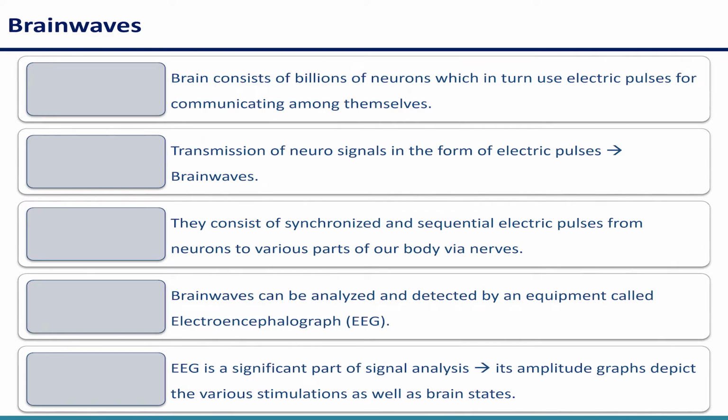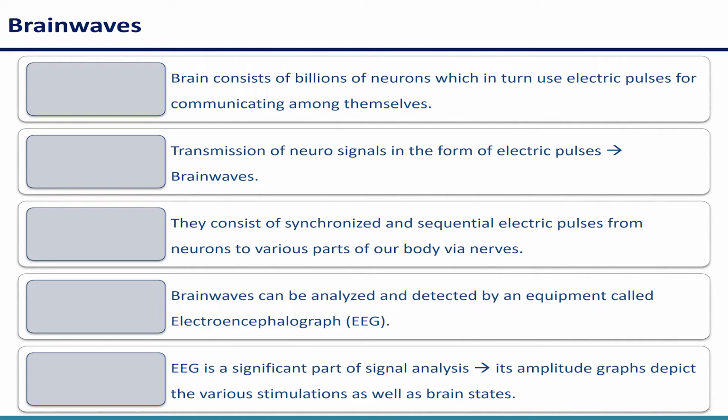Next we have brain waves. What are brain waves? The brain is perhaps the most significant organ in our body, which consists of billions of neurons, which in turn use electric pulses for communicating among themselves. So there is an immense amount of electrical activity in our brain because of the transmission of neural signals in the form of electric pulses. Those electric pulses are called brain waves.